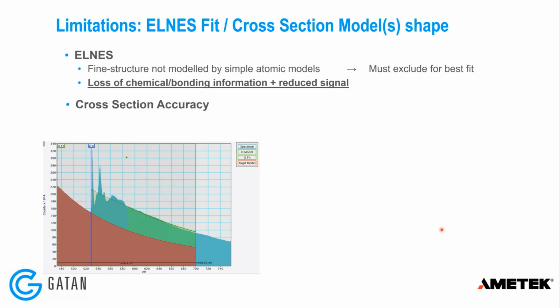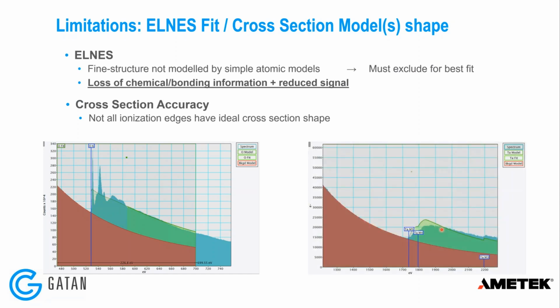Cross-section accuracy. Not all ionization edges have ideal cross-section shapes. So here's an example for tantalum. This is the tantalum M edge. You can see again, the cross-section shape here doesn't fit the actual experimental spectrum super well. So if we have a non-ideal fit, it limits the accuracy of quantification.